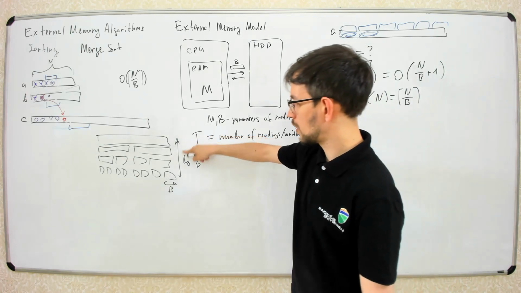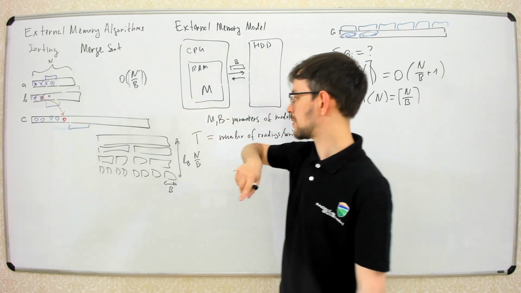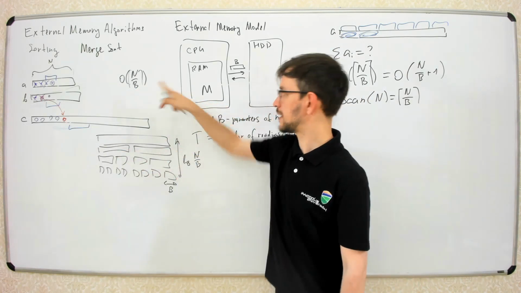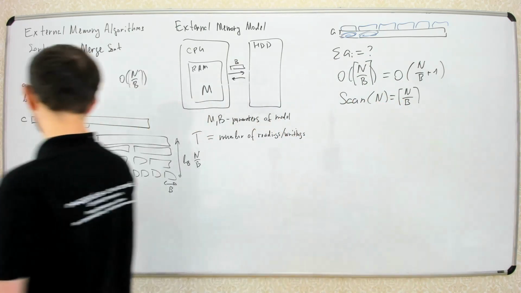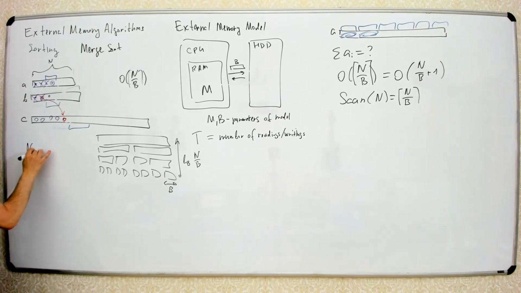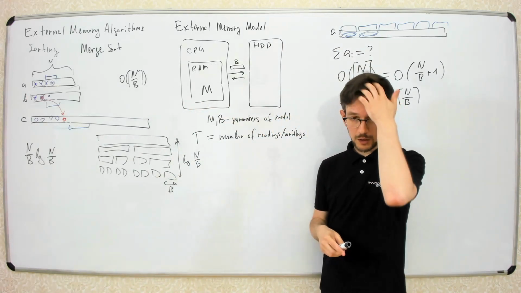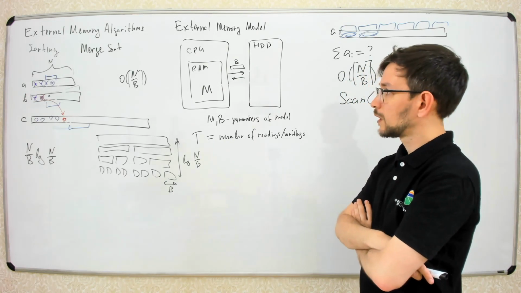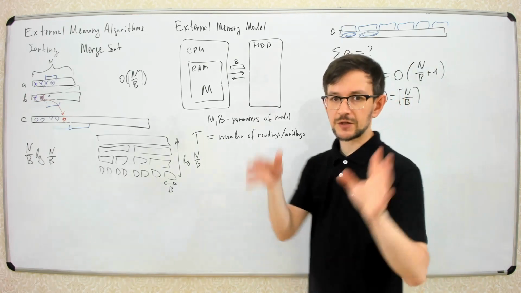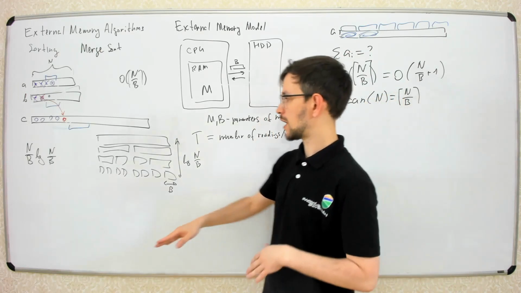And on each level, we do a merge of two arrays. Merging of two arrays can be done in this time. So the sum of all this merging will again be n over b. So the total time complexity will actually be n over b log n over b, like this. That's all. So if you just take the standard merge sort algorithm and apply it to the external memory model, you will get this time complexity.